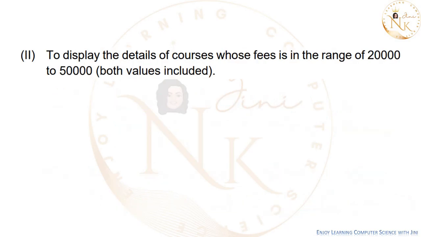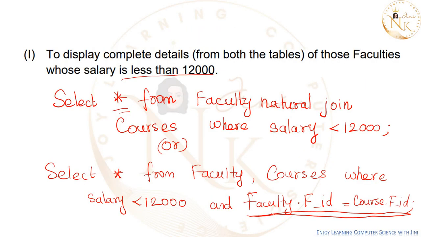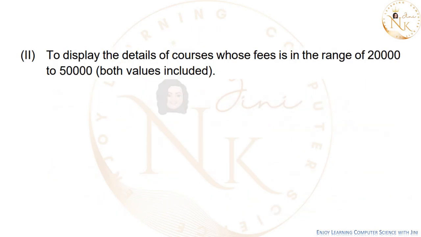Okay. Next query, to display the details of courses. So we have to use only the courses table. Okay. So to display the details of courses where fees is in the range of 20,000 and 50,000, both values should be included. So let's write the query. Select all the details. Select asterisk from the table name given, courses.